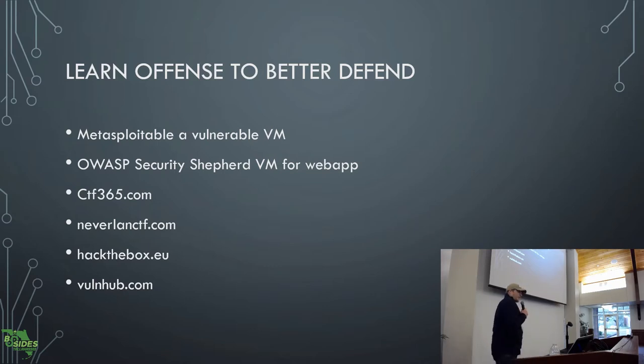So, some ways to better learn this: there's Metasploitable, a vulnerable VM. You can start getting your hands wet and attacking it. OWASP Security Shepherd is a VM for web app pen testing, and that's a pretty good resource to have. CTF 365 is a good one. Neverland CTF, Hack the Box EU, and VulnHub. These are all good sources where you can legally practice your skills.